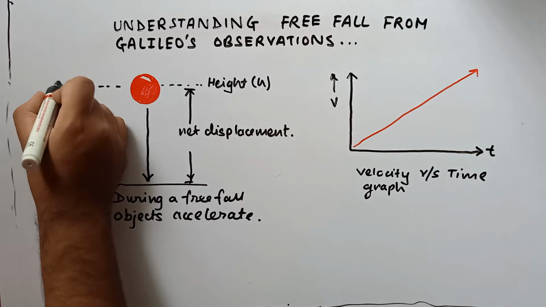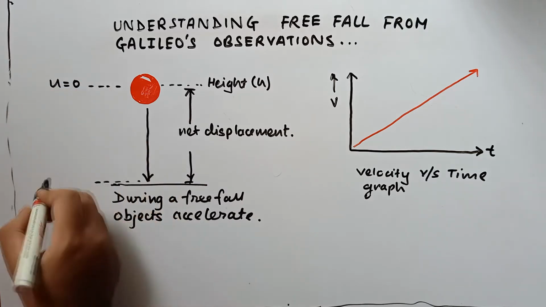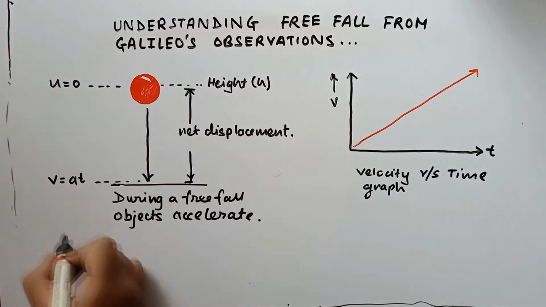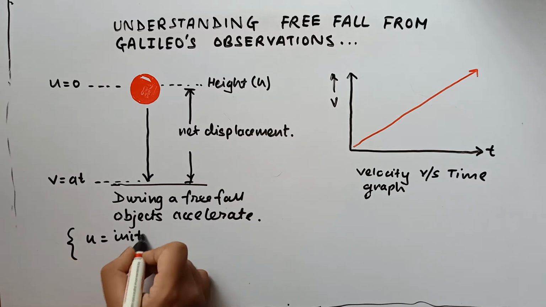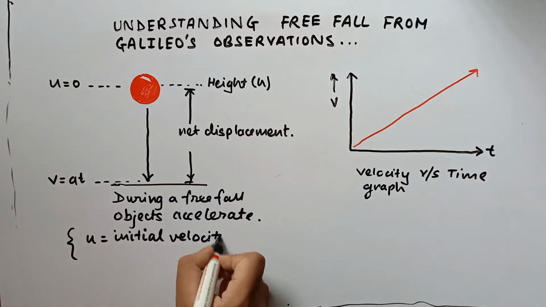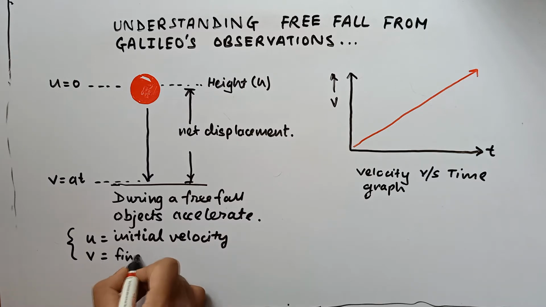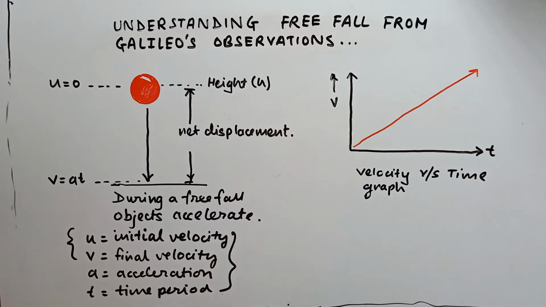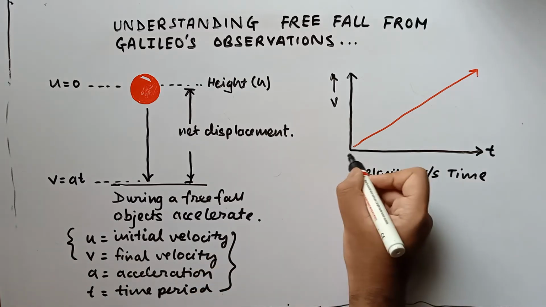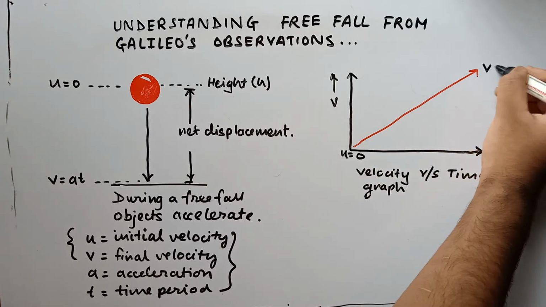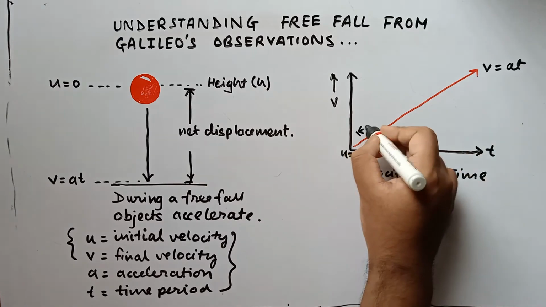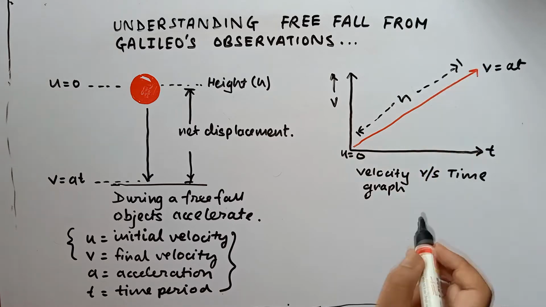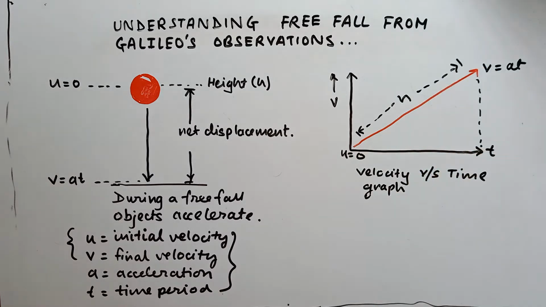At height h, the velocity of the ball is 0, and the moment it hits the ground, the velocity is acceleration multiplied by time. So here u is the initial velocity, v is the final velocity, a is the acceleration, and t is the time interval. Well, so at this point u equals 0, and on reaching t the value of v is at.